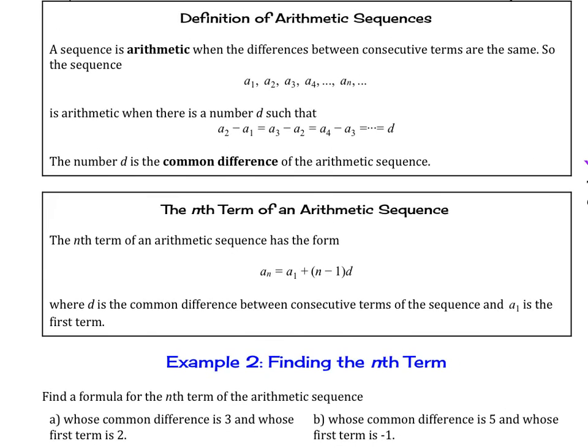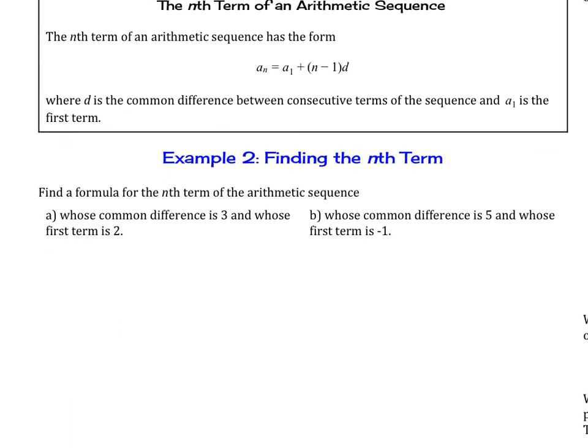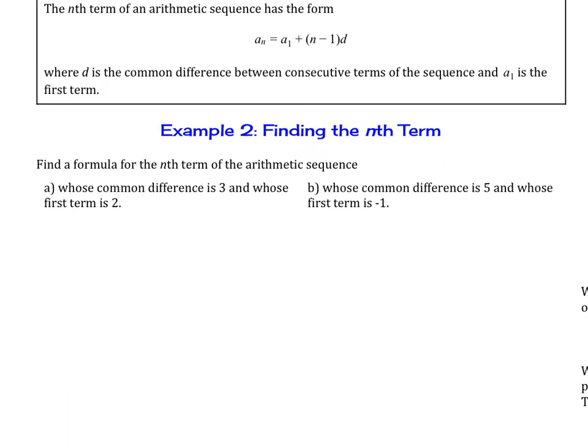To find the nth term of an arithmetic sequence, it has this form: a sub n equals a sub 1, the first term, plus n minus 1, whatever term it is, times the common difference. So we're going to find a formula for the nth term of the arithmetic sequence whose common difference is 3 and whose first term is 2.